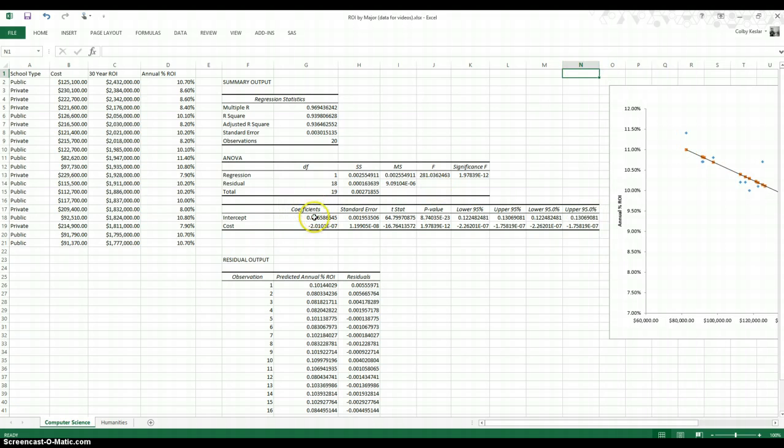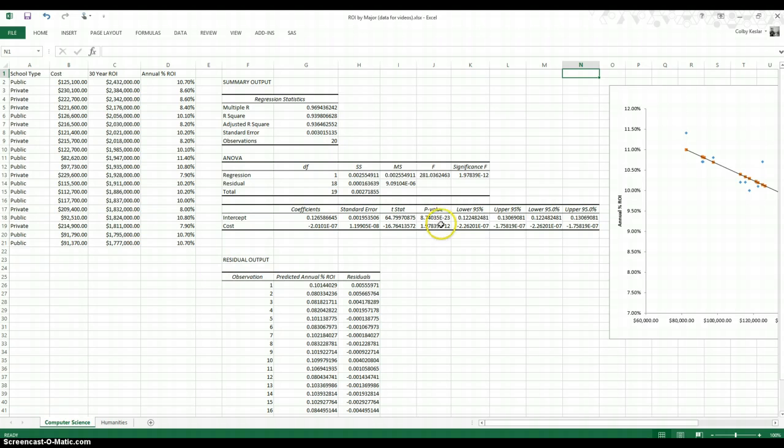So first column here, coefficients. This is going to give you the coefficients for your regression line. The intercept is the constant in your line, and in your y equals mx plus b, the cost is your slope. So notice again that e to the negative 0.07 is a very small slope. It is negative though, which matches with our graph over here.